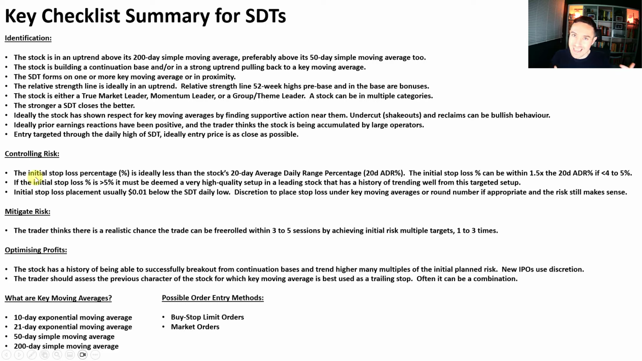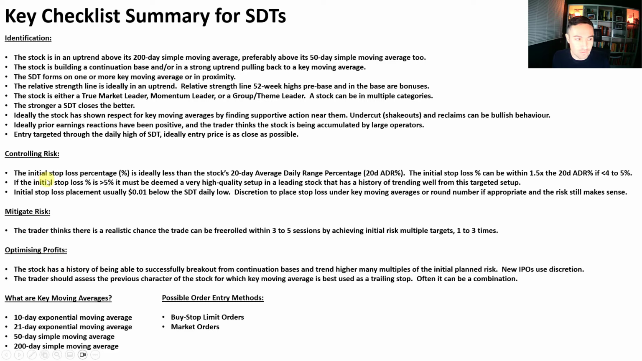Controlling the risk. So again, we're trying to create asymmetric risk versus reward trading opportunities. The idea is you're trying to risk a proverbial dollar to make many multiples of that: $3, $5, $10, $15, $20, okay? Big risk multiples. Now, the risk multiple and trying to then optimize the profits, we're going to talk about that in the optimizing profits section.